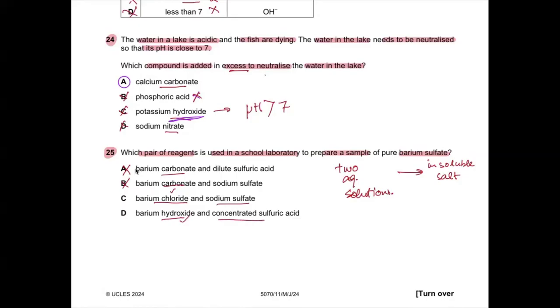So, but this is both acid and alkali. And in C, we have a salt. So in precipitation, we always use a salt. So D goes wrong and C is the correct answer.